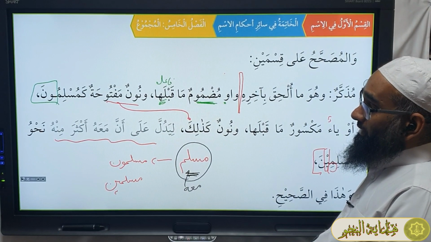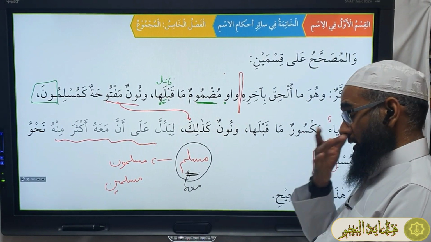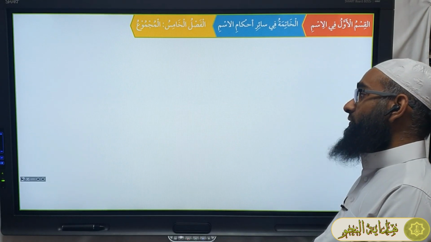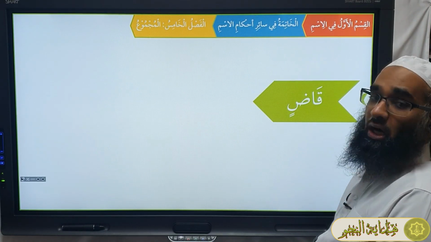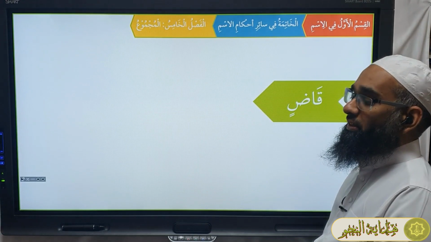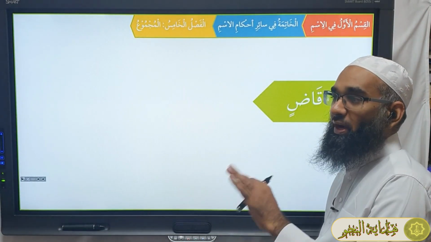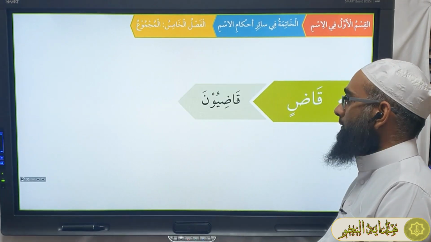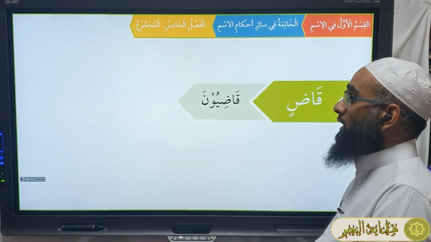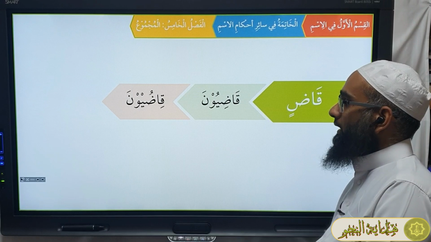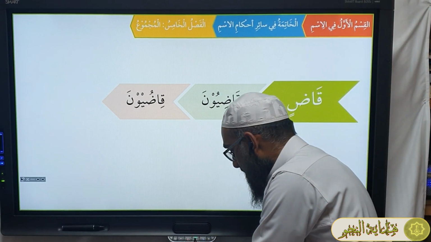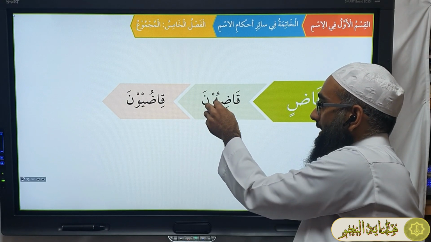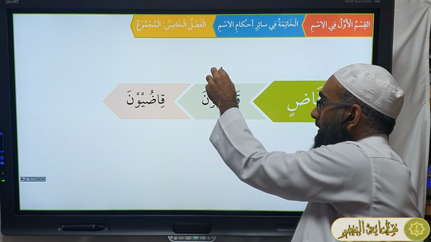This is in the sahih, not in the maqsoor or manqoos. When it's maqsoor or manqoos, slightly different rules. So qadin. What's the plural of qadin? What should the plural of qadin be without any ta'leel, any changes? Qadin, qadiyani, qadiyuna. Okay? And what happens here? You study in Sarf in more detail. You've already studied. So qadiyuna, this ya goes to something called naqal.